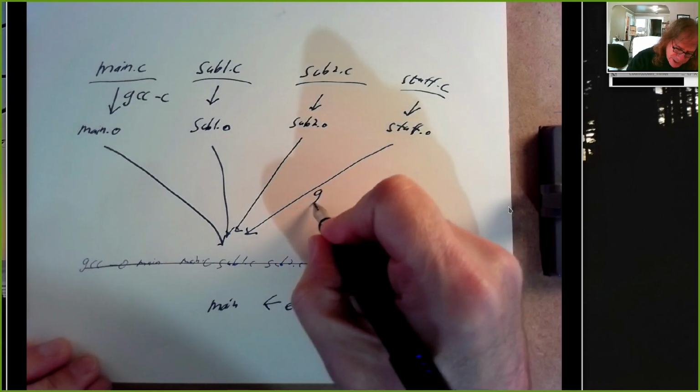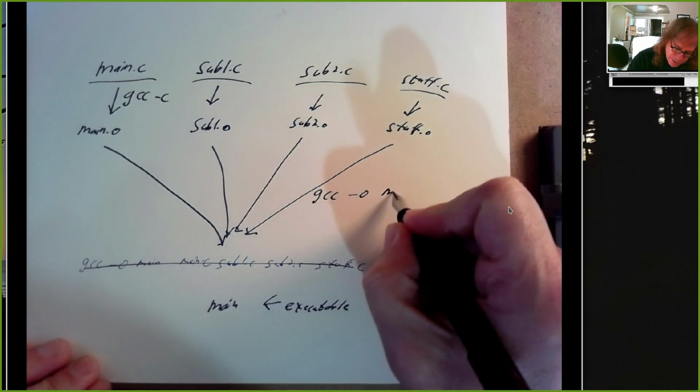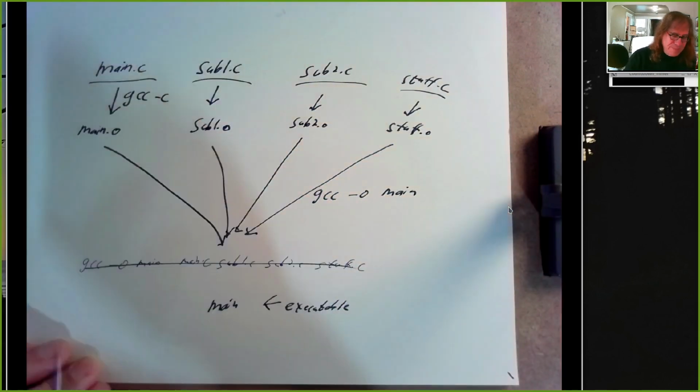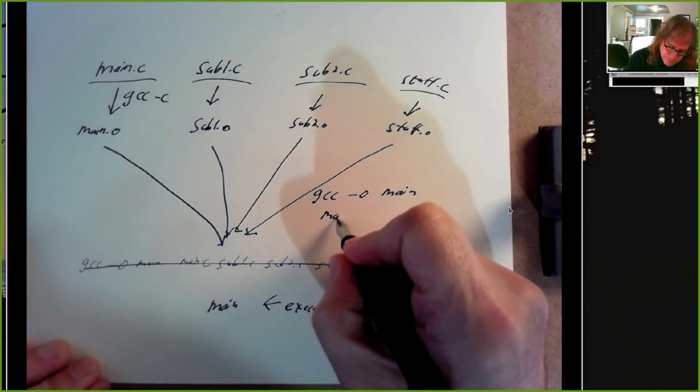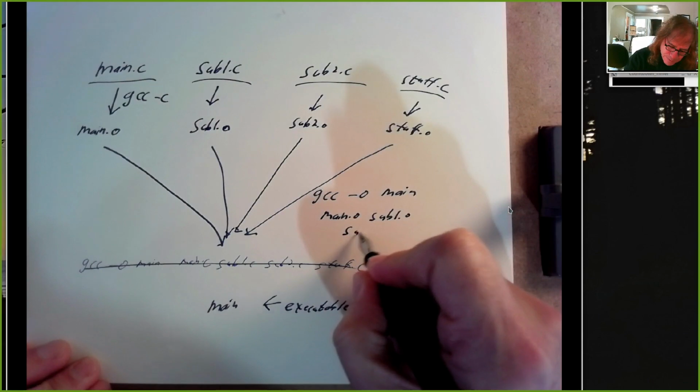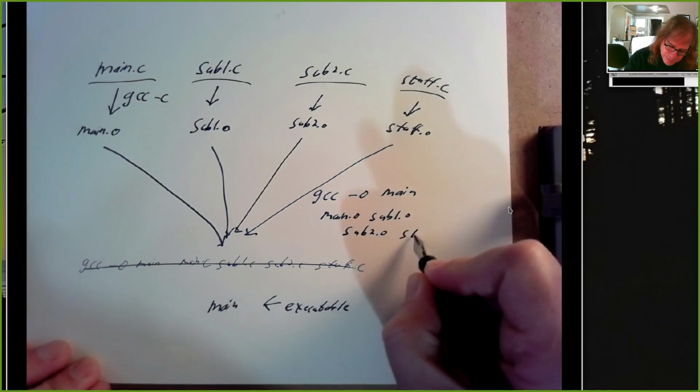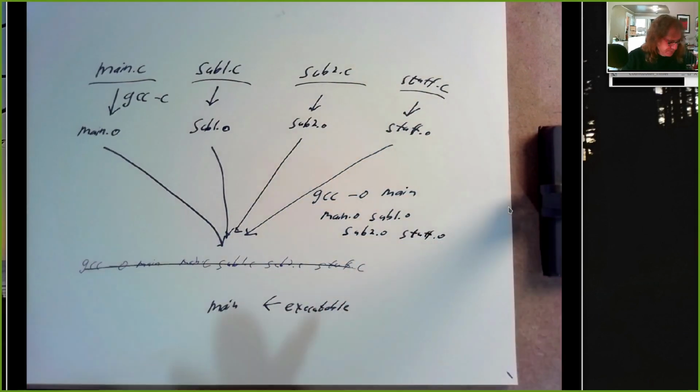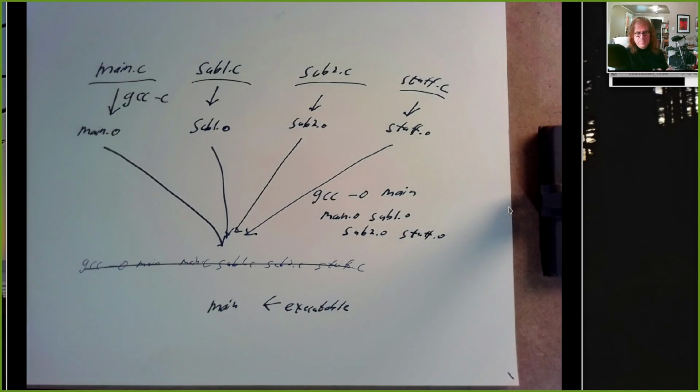And how do we do that? We say gcc -o main, but we name the object files: main.o, sub1.o, sub2.o, stuff.o. And yeah, we're definitely going to play around with header files too. That's coming up.